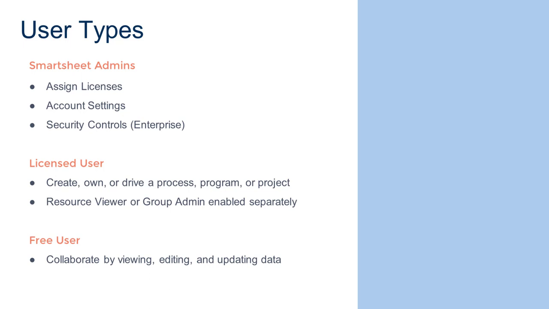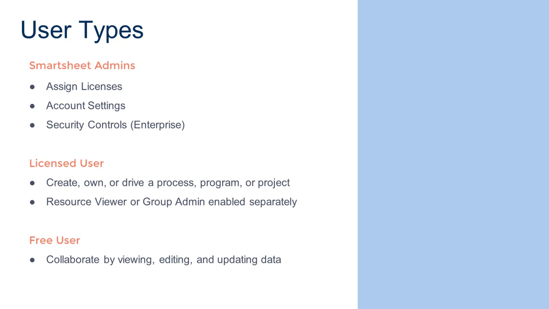Before we dive into these 4 different methods of collaboration, I do want to take a step back and kind of level set everyone by talking about user types as well as sharing permissions. So at Smartsheet, there are going to be 3 primary user types. Smartsheet admins are the ones who manage your Smartsheet account. So they assign licenses, they manage account settings, and for enterprise plans and above, they manage security controls like auto provisioning or single sign-on.